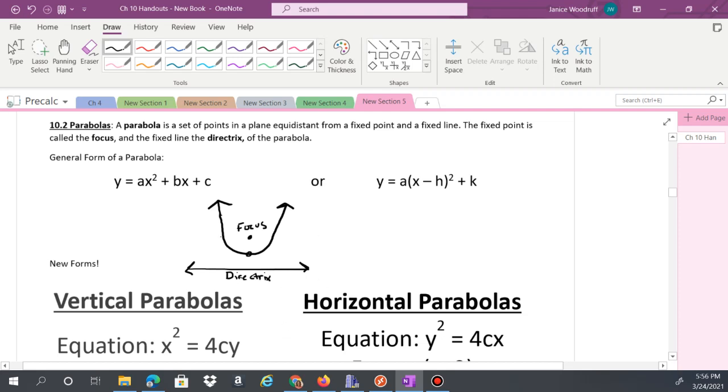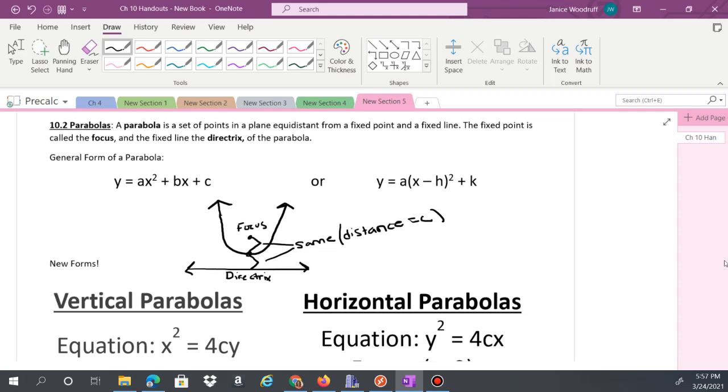Okay, and then here's the thing. The distance from this point to this point and this point to this line is the same. So this distance and this distance is the same. And that distance is c. So c is this new value that you're getting in here. And c isn't what the focus is, it is the distance from the vertex to the focus or to the directrix.